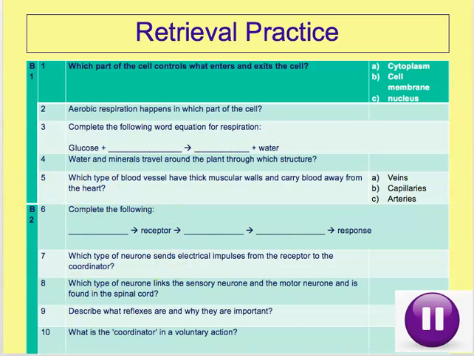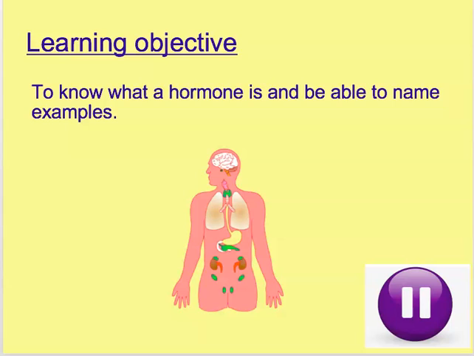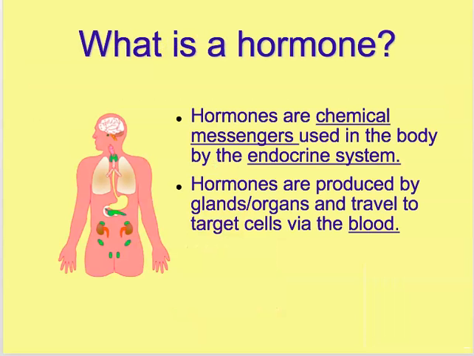Okay. So today's lesson, the learning objective is to know what a hormone is and be able to name examples. So this is an overview of what we call the endocrine system, and we're just going to be talking about the organs and glands that release hormones, and we're going to also be naming those hormones. I'm going to finish by comparing the endocrine system to the nervous system. Okay, so what is a hormone?